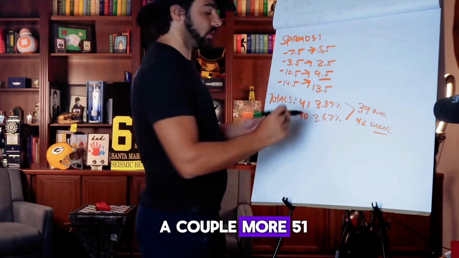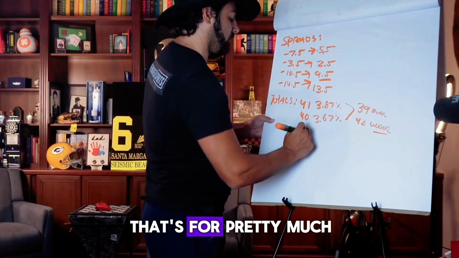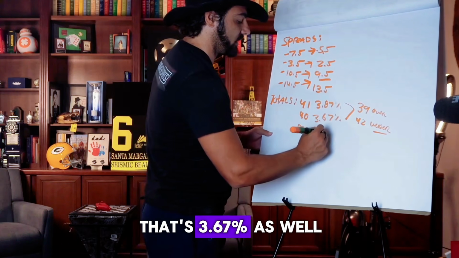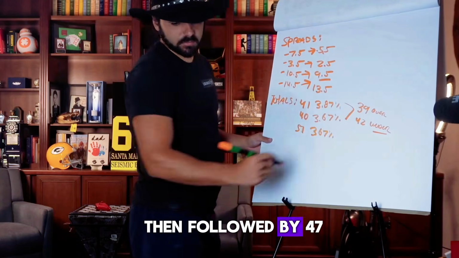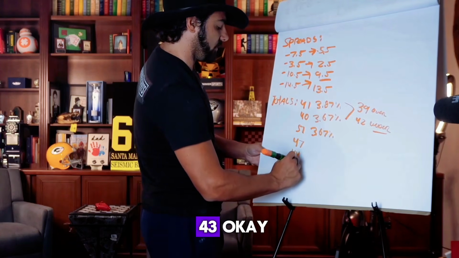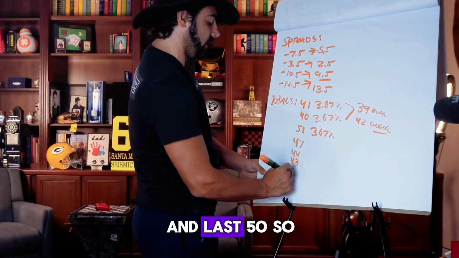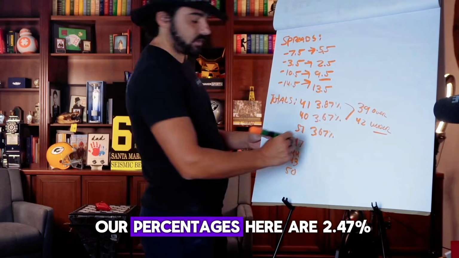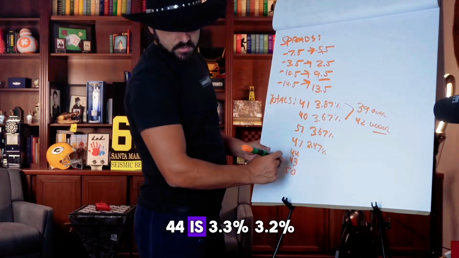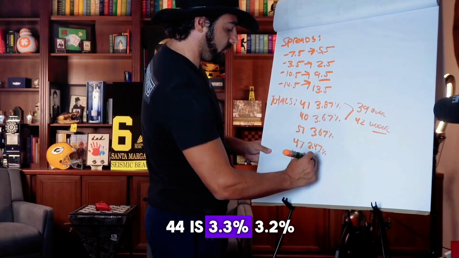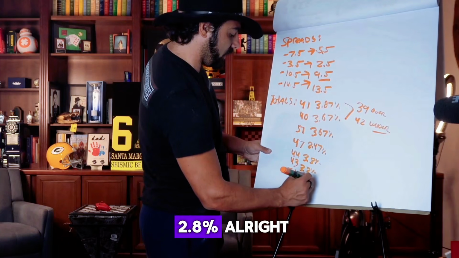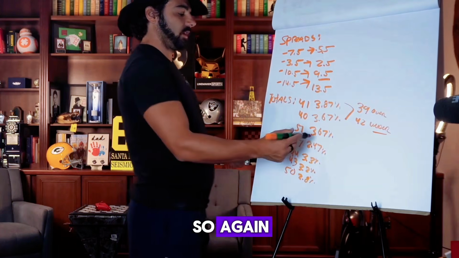Now let's get to a couple more. 51, that's for pretty much a high-scoring game. All right, that's 3.67% as well. Then followed by 47, followed by 44, and 43, okay? And then last, 50. So our percentages here are 2.47%. 44 is 3.3%, 3.2%, 2.8%.